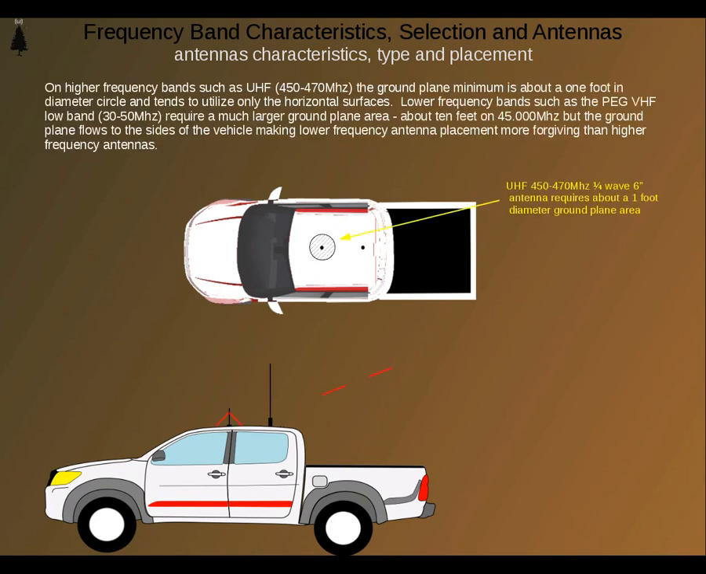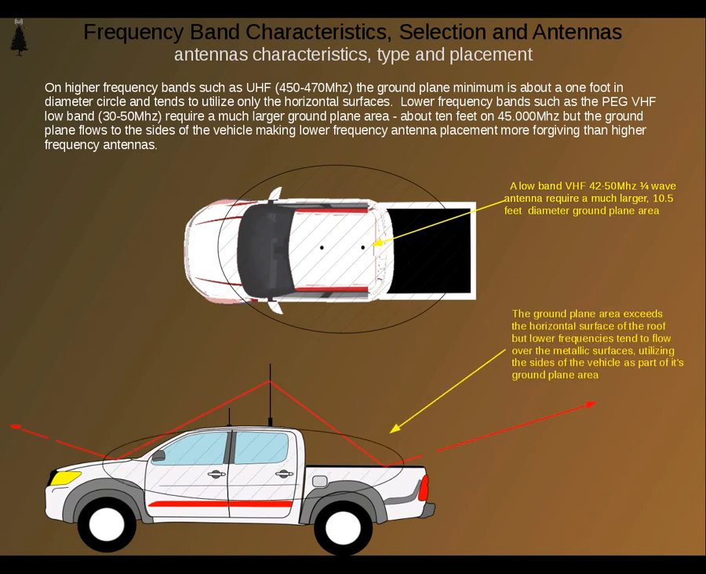On higher frequency bands, such as UHF, the ground plane minimum is about a 1 square foot diameter circle and tends to utilize only the horizontal surfaces. On lower frequency bands, such as the PEG VHF low band, it requires a much larger ground plane area, about 10 feet at 45 MHz, but the ground plane flows to the sides of the vehicle, making lower frequency antenna placement more forgiving than higher frequency antennas.